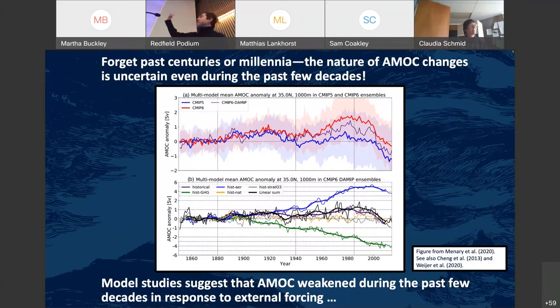The top plot shows a few different model vintages. The thick colors are multi-model means. The shading is the spread. We've got CMIP 5, 6, and DAMIP, the detection and attribution MIP. Lots of really interesting stories to tell pre-1980.